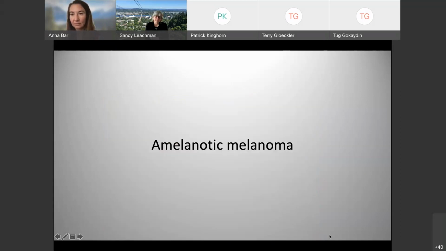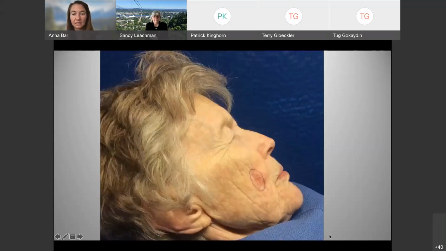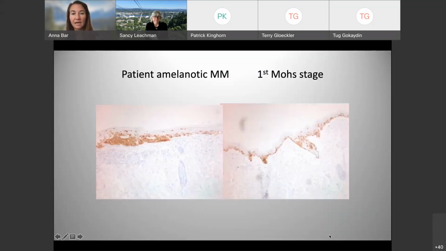And there are melanomas that don't even have any pigment at all, ever, to start with. And this is a type that can occur on the face. So this was a lady who never even had a brown spot. She had a pink spot on her face. It was biopsied and shown to be a melanoma. And these are the stains that I did during her surgery.